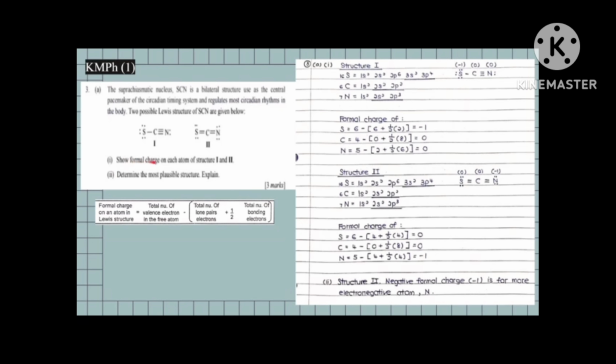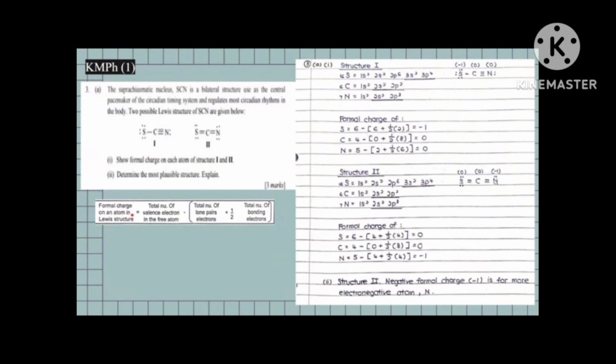1. Show formal charges of each atom of structure 1 and 2. So for structure 1, we can write down the electronic configuration of each atom and then underline the valence electrons. We can also write down here for the structure so that we can label the formal charge easier. So how do we calculate the formal charge? We can refer to it here.